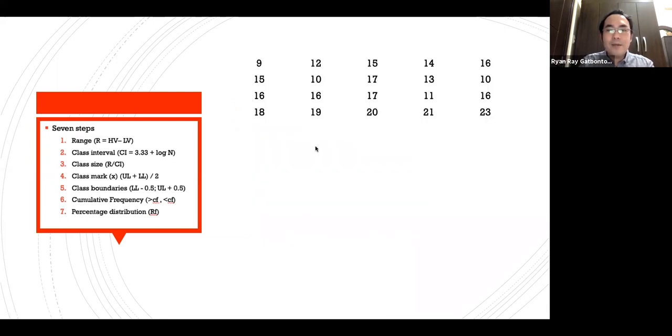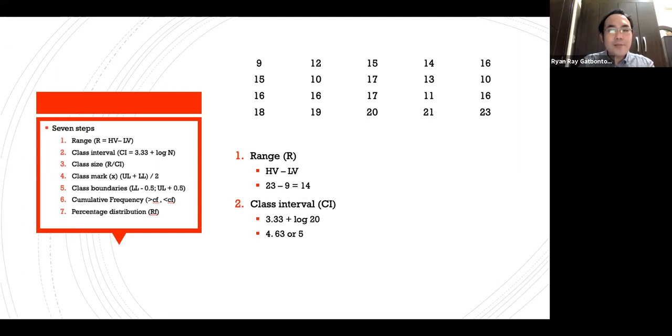For example, we look into this group of data, and we want to make a frequency distribution table. First, we determine the range. The range is determined by subtracting the lowest value from the highest value. In this case, the highest value is 23, and the lowest value is 9. So we subtract 23 minus 9, we get 14. So the range is 14.